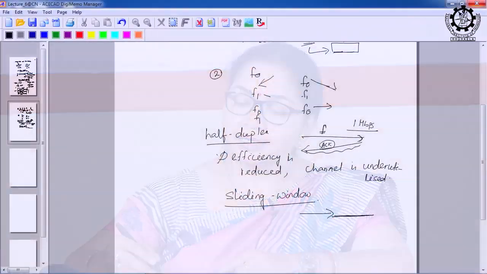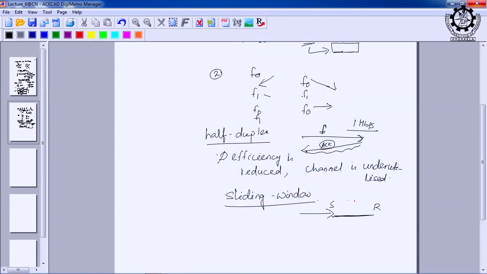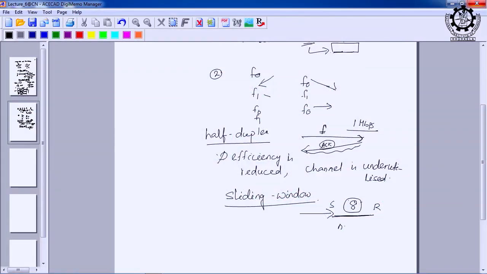Now, let us say the sender and the receiver say that they can work upon 8 frames at any time. That means the sender is able to send 8 frames at a time, and the receiver is able to process 8 frames at a time. Let us say n is equal to 8, and that 8 is called the window size of the flow.